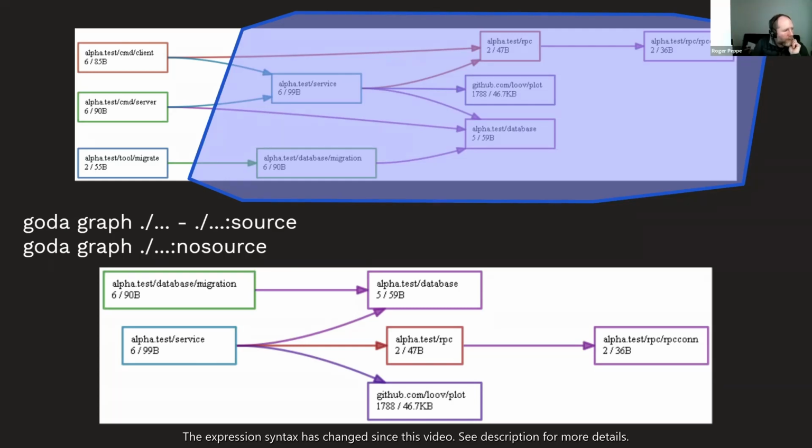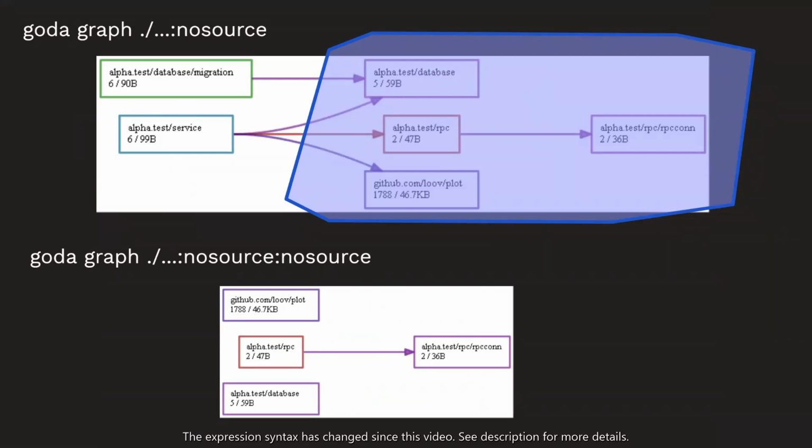So what would be the equivalent of doing colon no source twice in terms of source? It means in this directed acyclic graph, you remove the first layer, so the first two things here. So you can start peeling away the layers of the project. I never have to use this in practice, but I can imagine that in larger projects it might be useful.